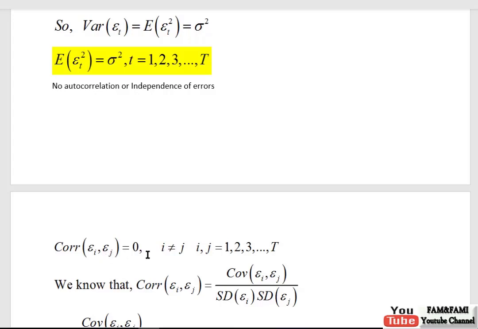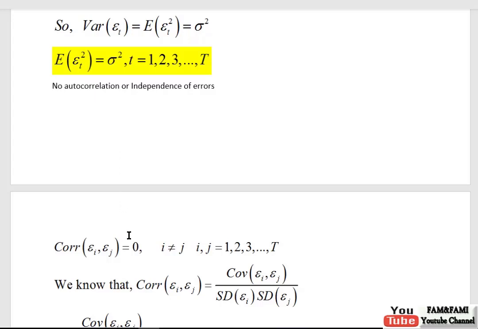So it means by writing this general formula, we have actually covered the full range: the correlation between epsilon i and epsilon j is 0 when i is different from j, and i and j range from 1 to T. So if you take any two different errors, epsilon i and epsilon j, their correlation should be 0. So this is related to independence or no autocorrelation. So this is the mathematical notation.